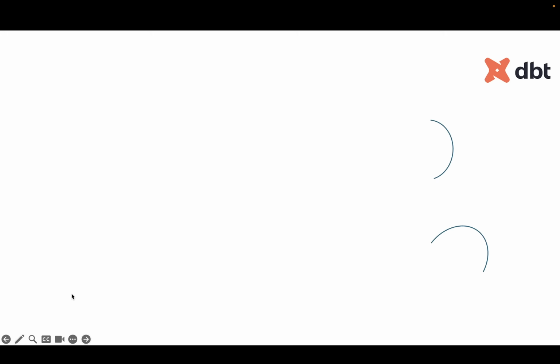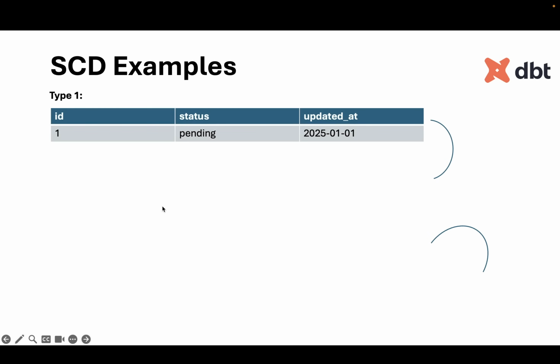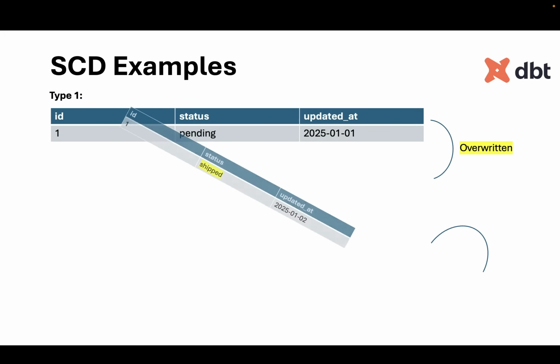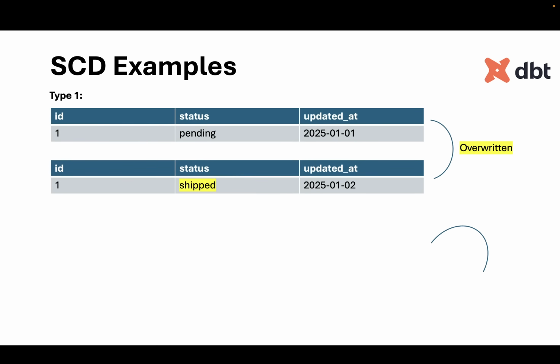Okay, and now let's go through some SCD examples. So here, this is type 1. For type 1, this is an example. Let's take an example of a table that has these three columns: an ID, a status, and an updated date. Maybe this is an orders table, and this is a table that you use to track orders that are coming into your shop.